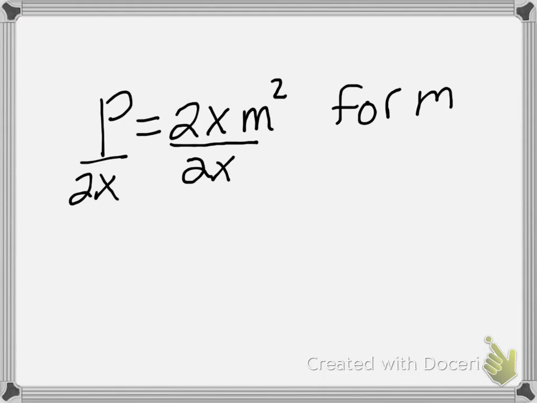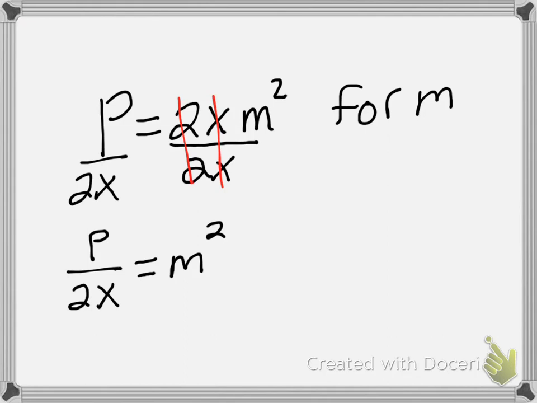The nice thing that happens is those 2's cancel and those X's cancel. So all I'm left with on this left side is P over 2X equals M squared. If you're trying to get rid of 2 multiplications or 2 divisions or something like that, you can actually get rid of them both at the same time.